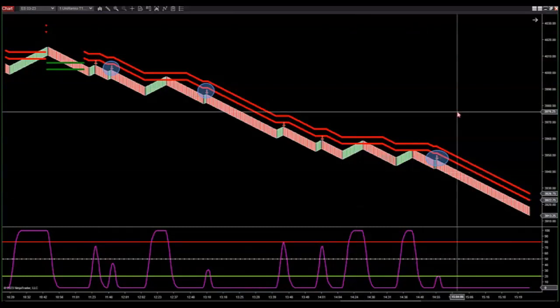So Gerald's wrapping these up. You will get the indicator. You will get the two strategies. We'll run these two strategies next week.